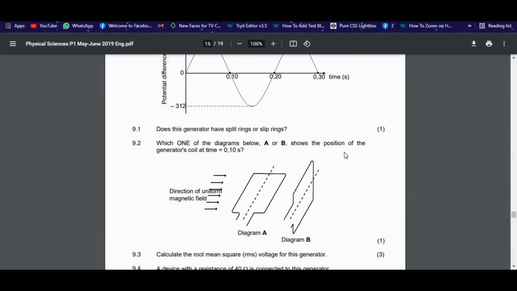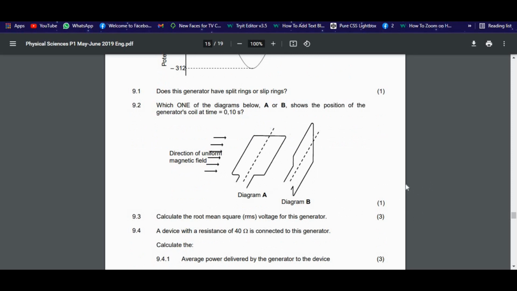9.2: which one of the diagrams below, A or B, shows the position of the generator's coil at a time of 0,10 seconds? Well, we can definitely see that the potential difference there is 0. So the induced EMF or induced potential difference there is equal to 0, and the only time that can happen is if the coil is perpendicular to the field lines. In this case, it would be diagram B. The rate of change of magnetic flux would also equal 0 in this case. So it's definitely diagram B.